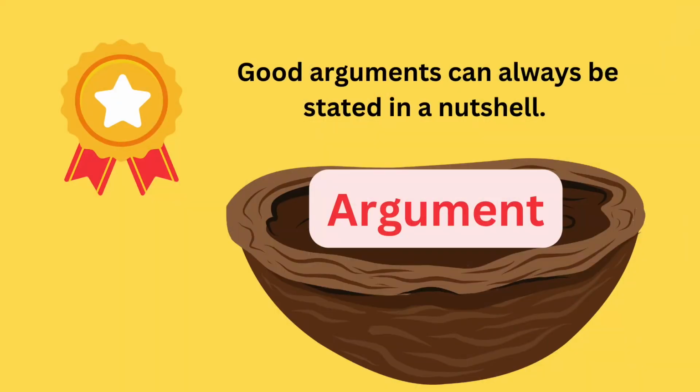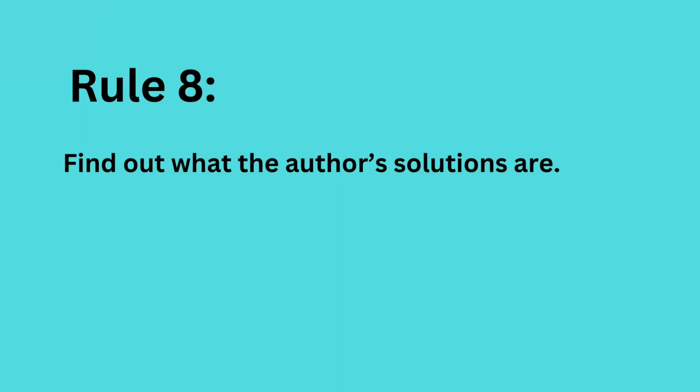They say well-constructed arguments can always be stated in a nutshell. And I like that bit of homespun wisdom. Moving on to the 8th rule of analytical reading, they tied together the first and second stages. Rule number 8. Find out what the author's solutions are. Up until now, you've been finding or constructing the author's arguments. With the arguments, you know what the author is hoping to solve. Now you need to discover how they solve it.